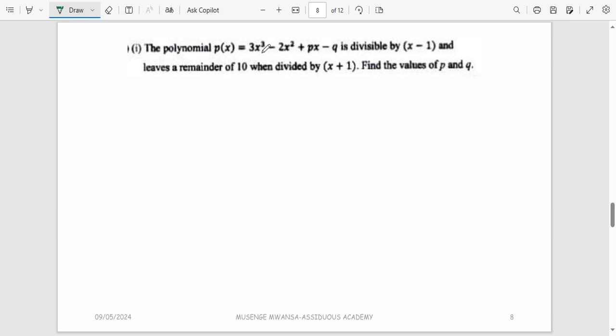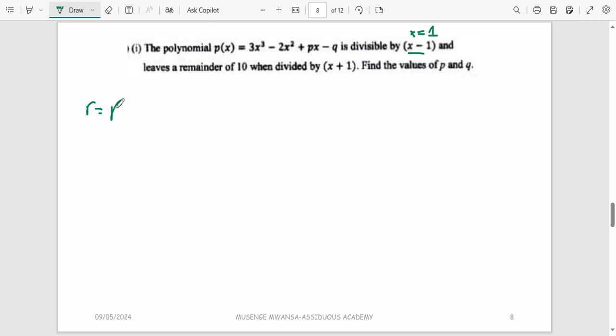The polynomial 3x to the power 3 minus 2x squared plus px minus q is divisible by x minus 1. Find the values of p and q. So since they've said that it is divisible by x minus 1, it means that the remainder is equal to what? If we say it's divisible, it means it's a factor. What is going to be the remainder? It's 0. So just equate this factor x minus 1 to 0. We want to find that x is equal to 1.